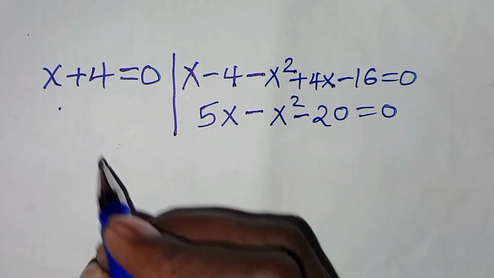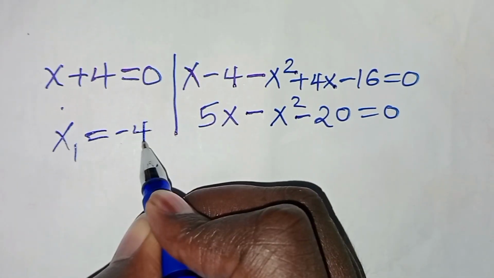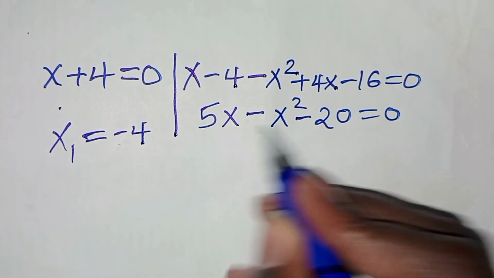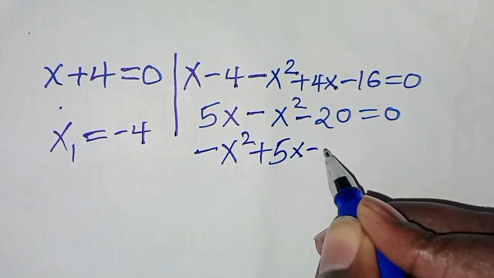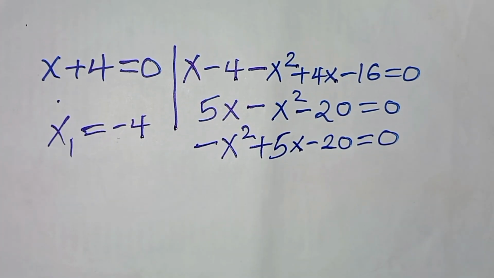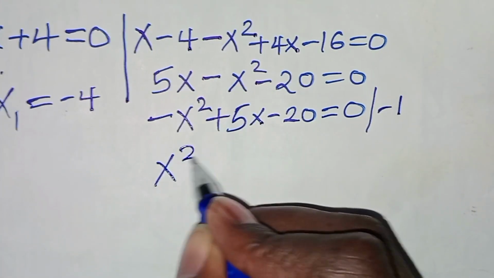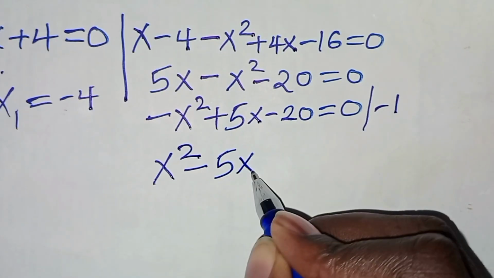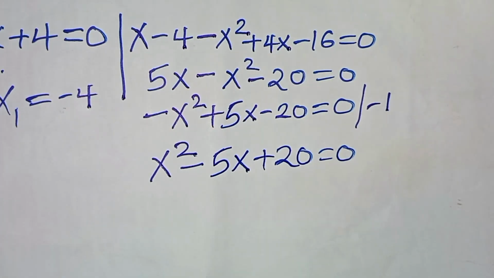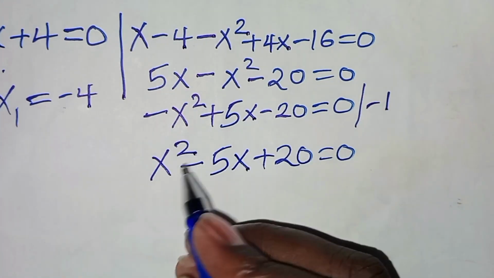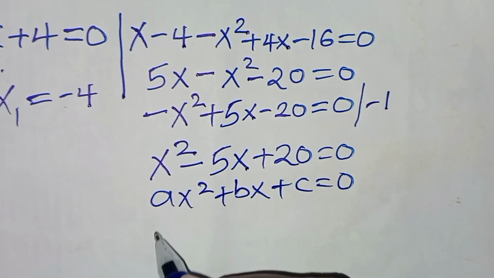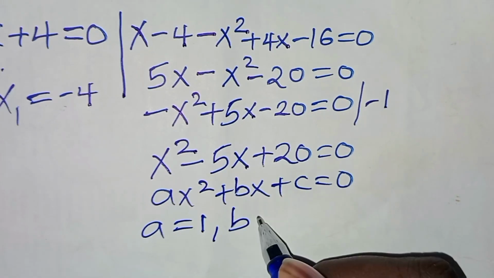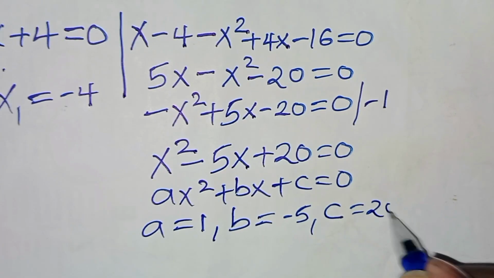Now from the first part, we have seen that x1 is equal to negative 4. And here we have a quadratic, we can rearrange this equation as negative x squared plus 5x subtract 20 is equal to 0. So let's multiply both sides by -1, so that now we'll have x squared subtract 5x plus 20 is equal to 0. Now this is a quadratic equation in the form ax squared plus bx plus c equal to 0. That means a is 1, b is equal to -5, and c is equal to 20.